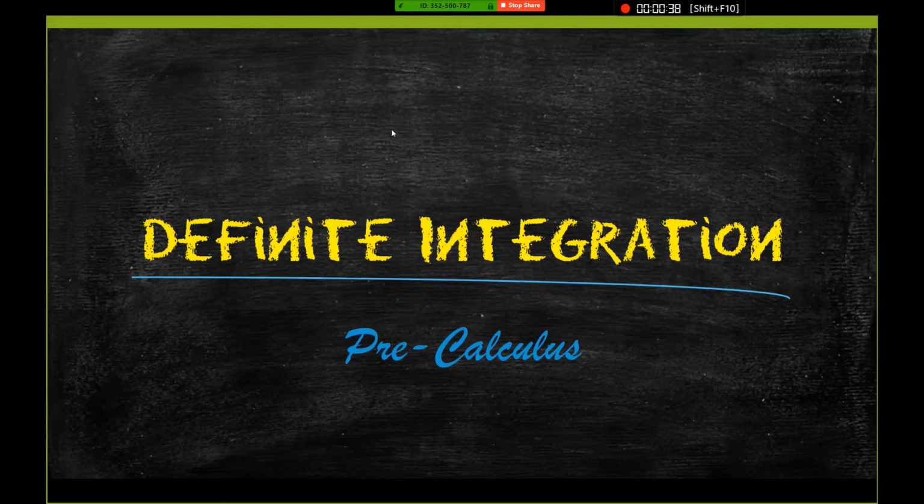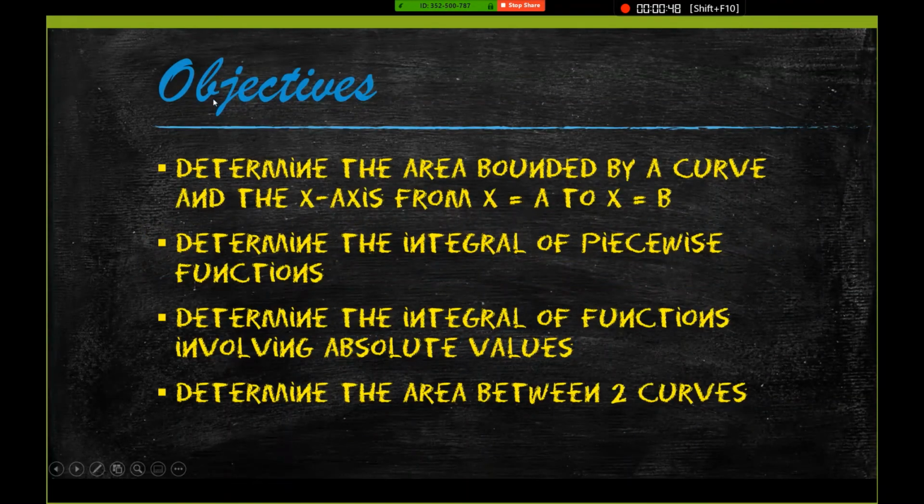Alright, so I'm going to keep going with definite integration. We've got some minor new stuff today, although most of it will be review. So objectives are to determine the area that's bounded by the curve from A to B, determine the integral of piecewise functions, which is new, of absolute value functions, which is also new, and then area between two curves, which we did a while ago.